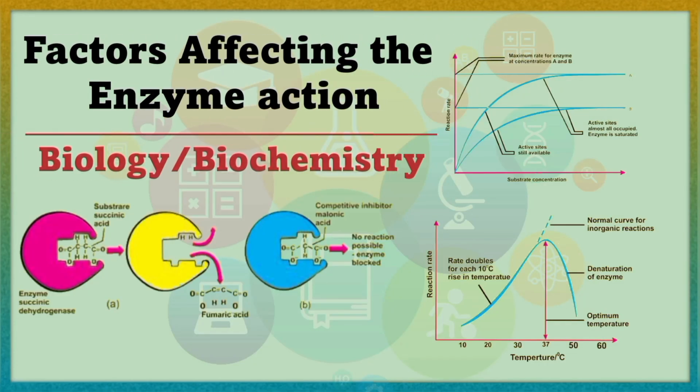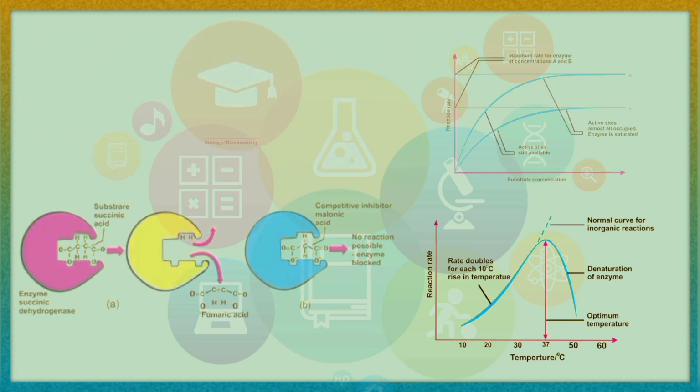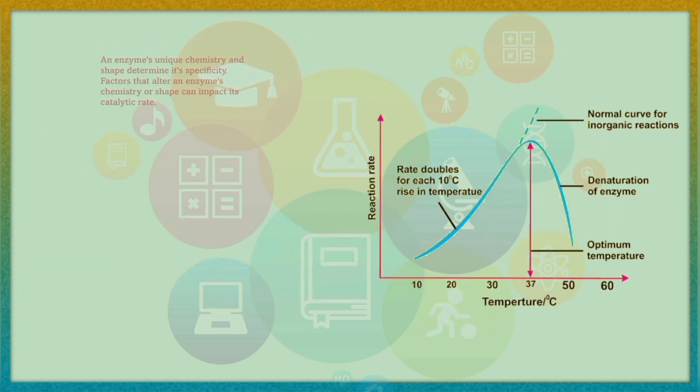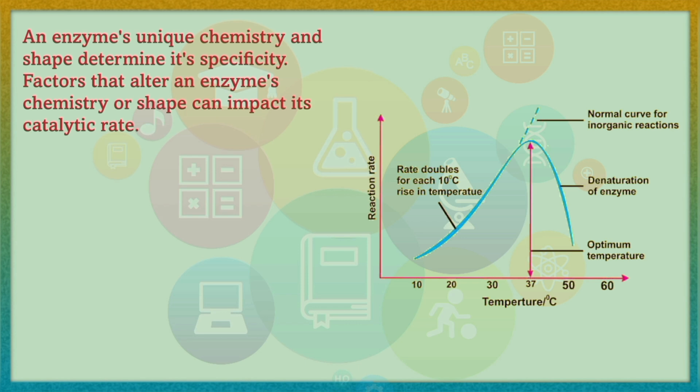Hello dear students, in this video we shall learn about factors affecting the rate of enzyme action. The functional specificity of every enzyme is the consequence of its specific chemistry and configuration. Any factor that can alter the chemistry and shape of an enzyme can affect its rate of catalysis.